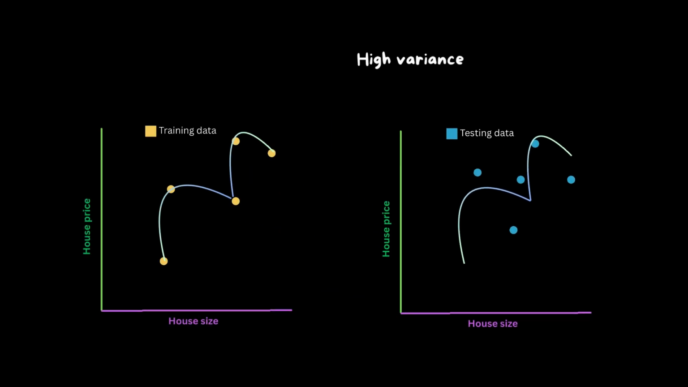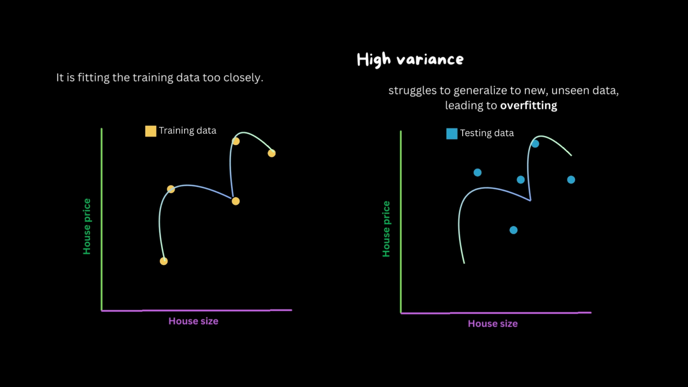Your model is too complex. It is fitting the training data too closely and struggling to generalize to new, unseen data, leading to overfitting. So, for testing data, it might look like this, where the predictions are really off the mark.